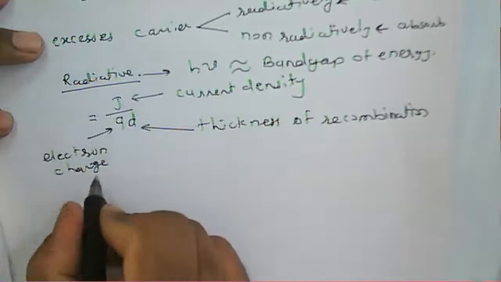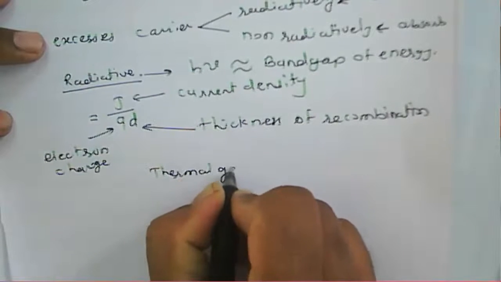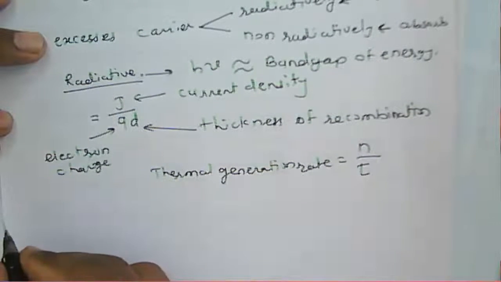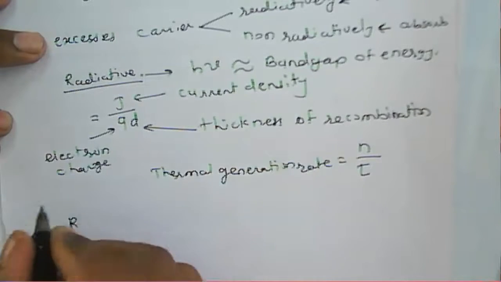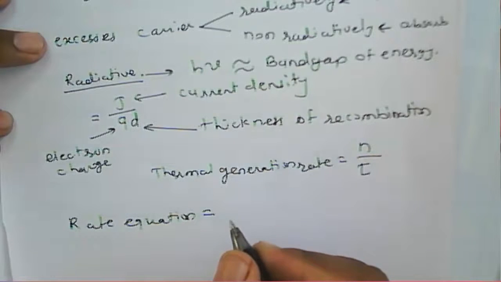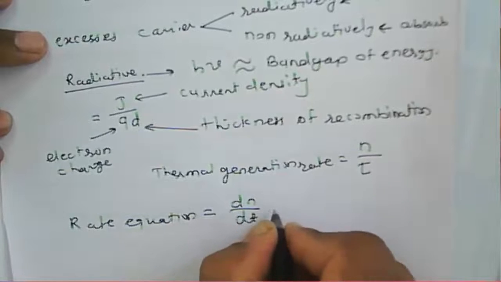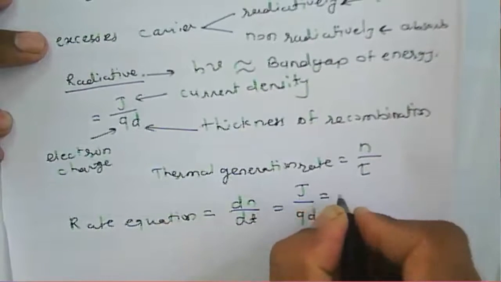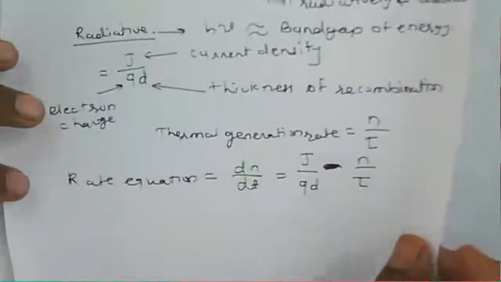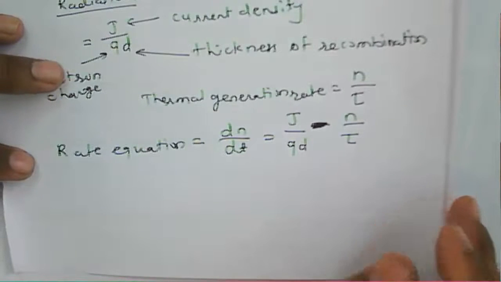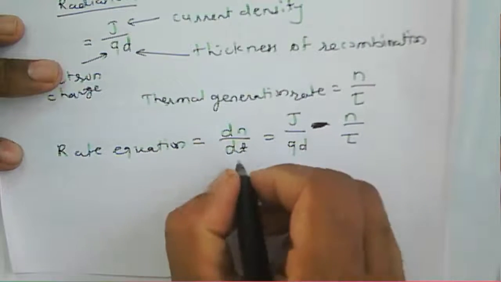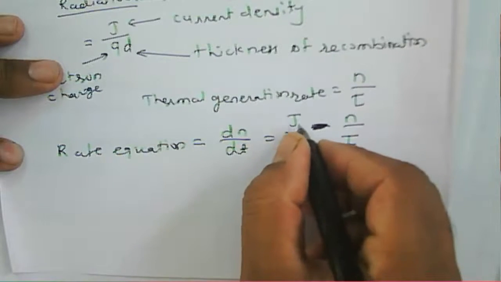So the thermal generation rate is equal to n by tau. That's why we can write the rate equation for the carrier recombination in the LED. That rate equation is dn by dt equal to J by QD minus n by tau. At some equilibrium condition this rate will be zero, so if dn by dt is equal to zero, then J by QD is equal to n by tau.